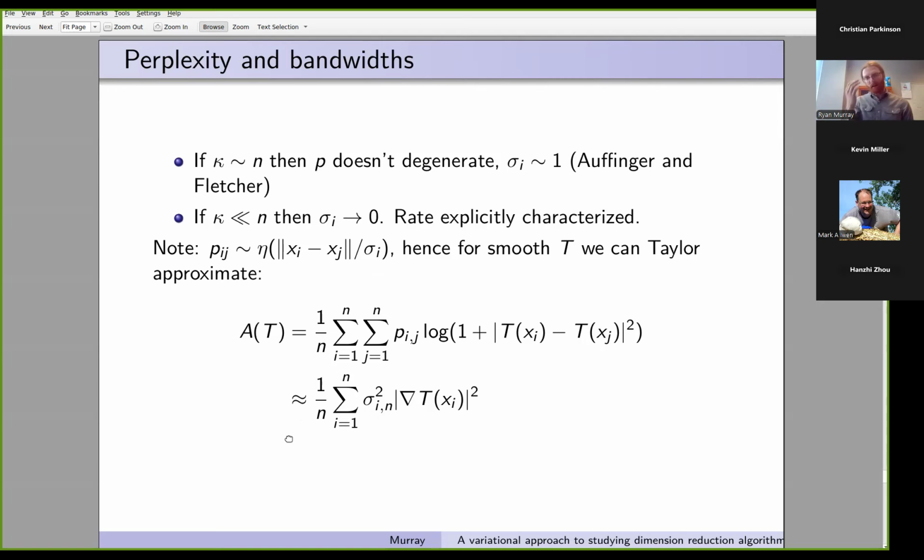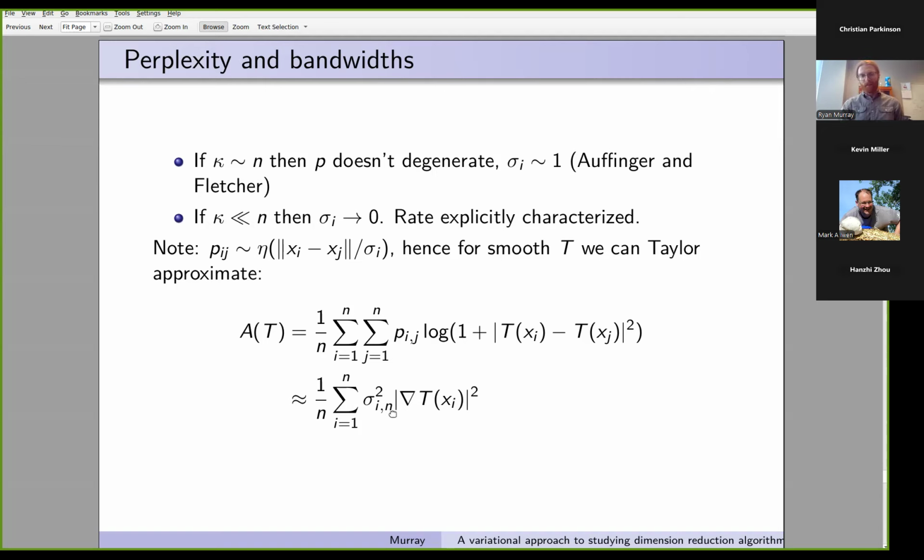Here, maybe I'm running out of time, so I won't say too much about it, but as I take more and more data points, if my perplexity doesn't scale like n, then my locally adaptive bandwidths have to be going to 0. And what this actually means is that my attractive term, if I Taylor expand this txi minus txj, looks more and more like a Dirichlet energy with a scaling that looks like these sigma i's.